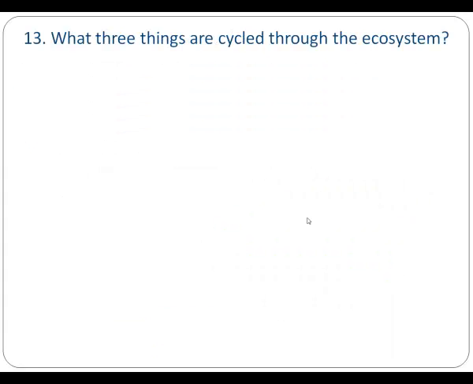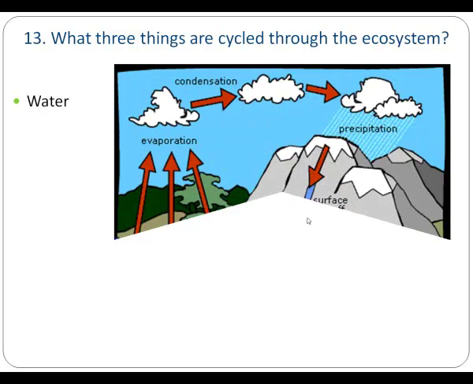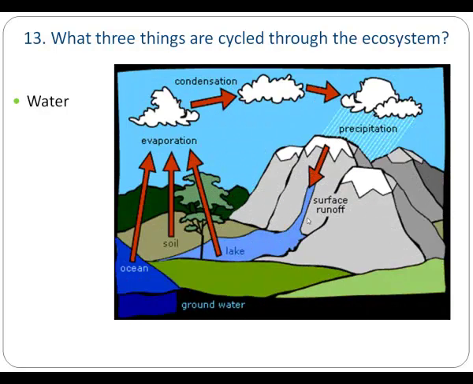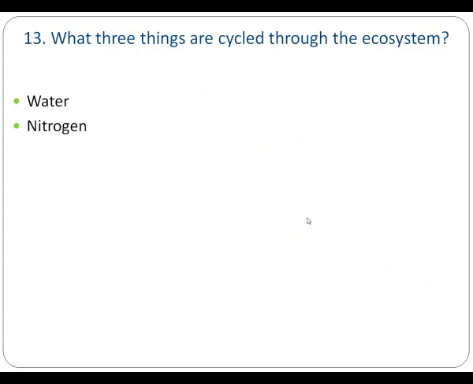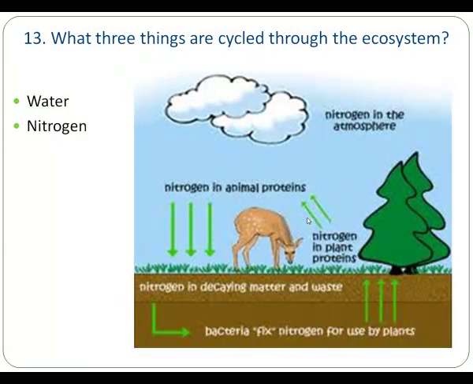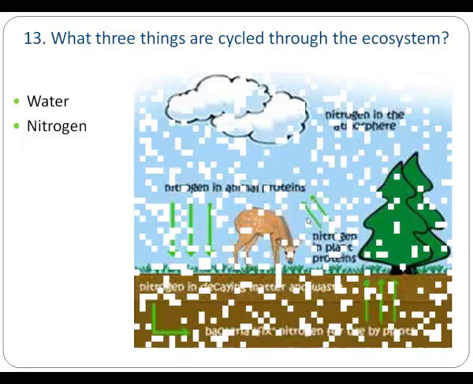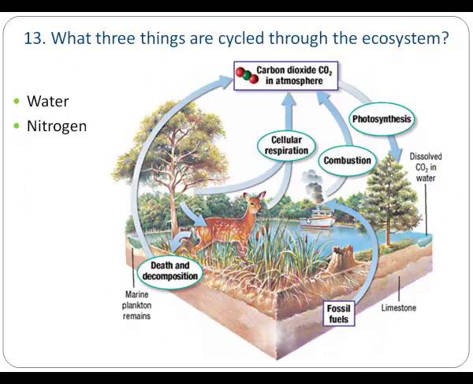What three things are recycled through the ecosystem? So there's water by the water cycle, nitrogen by the nitrogen cycle, and we also have the carbon cycle.